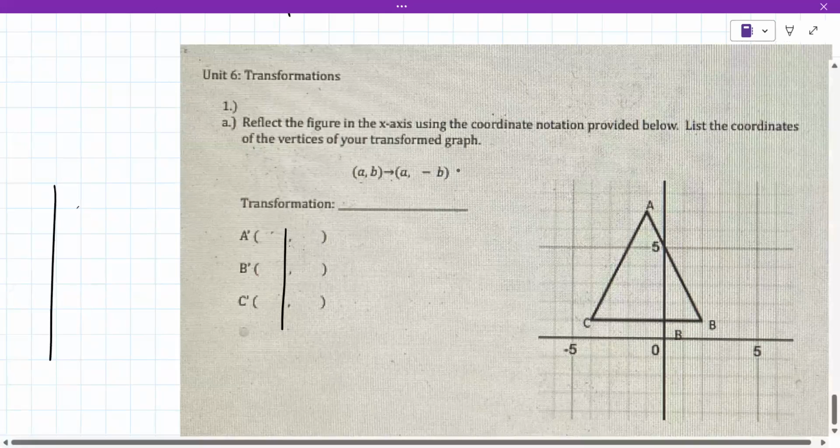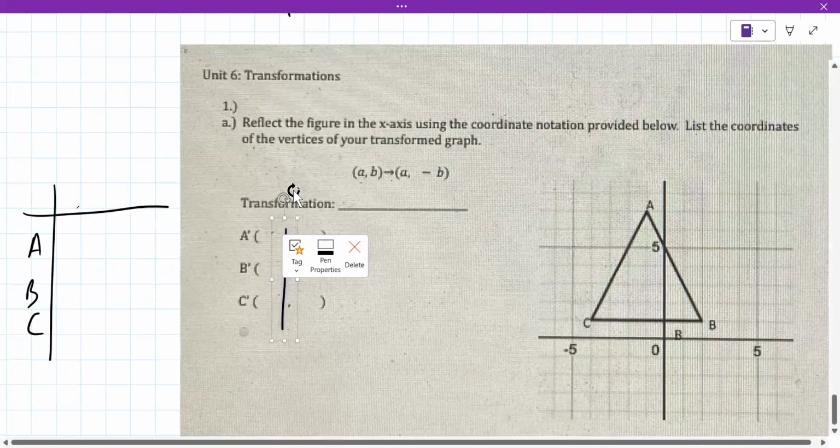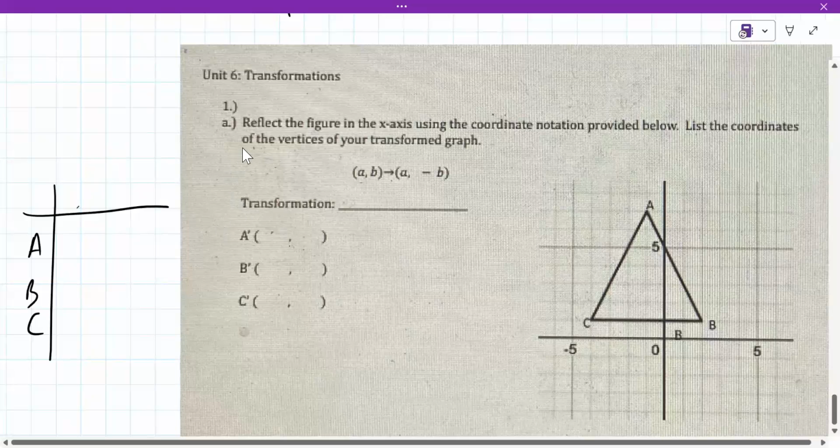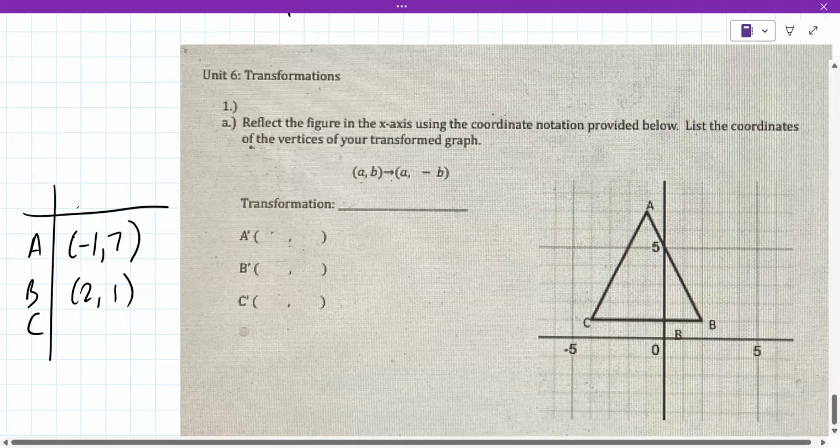We're gonna put the ordered pairs in for A, B, and C. Can you give me those ordered pairs, please? So I know that A is -1 and 7. Good. And I know that B is 2 and 1, and C is -4 and 1.